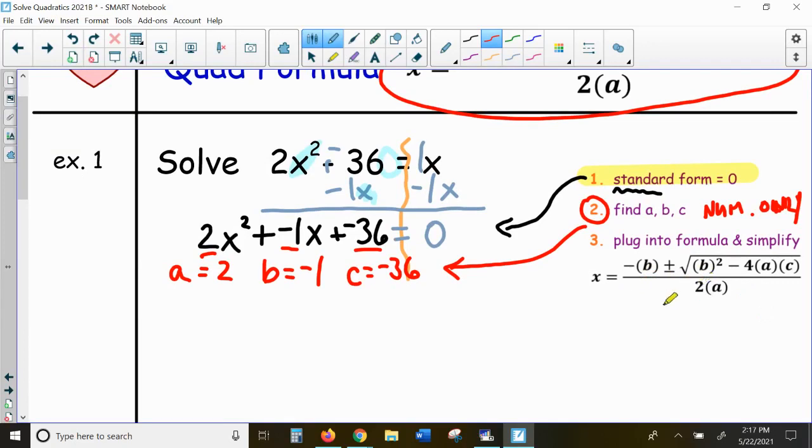Trust me, you'll memorize it. Okay, I'll do this step green. I've got to plug this into here. So I'm going to plug it into the formula. My formula starts with an X, and then it has the equal sign, following exactly what I have. An X, then an equal sign.